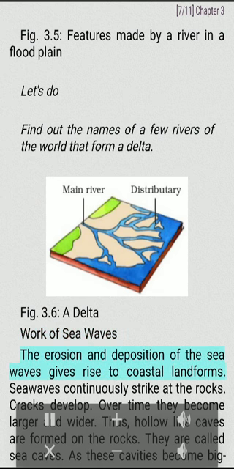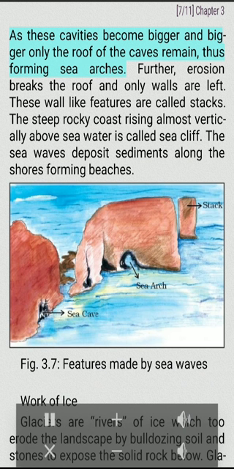Work of sea waves. The erosion and deposition of the sea waves gives rise to coastal landforms. Sea waves continuously strike at the rocks. Cracks develop. Over time they become larger and wider. Thus, hollow-like caves are formed on the rocks. They are called sea caves. As these cavities become bigger and bigger, only the roof of the caves remains, thus forming sea arches.